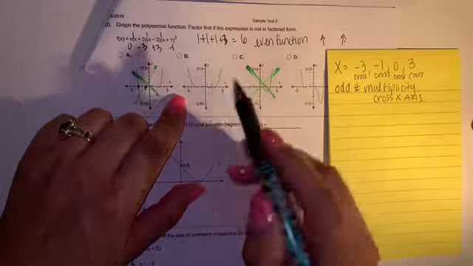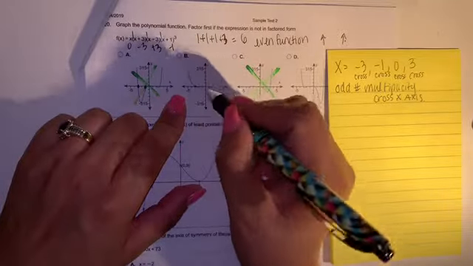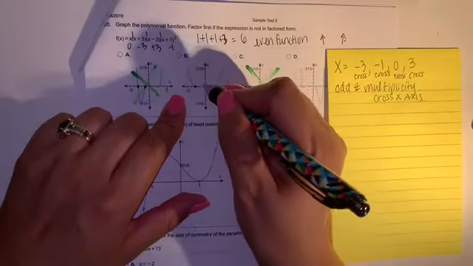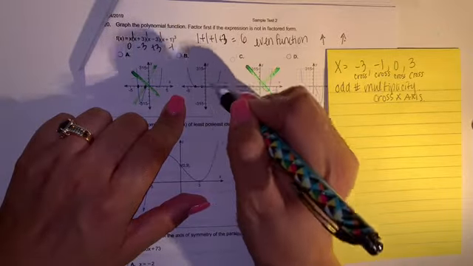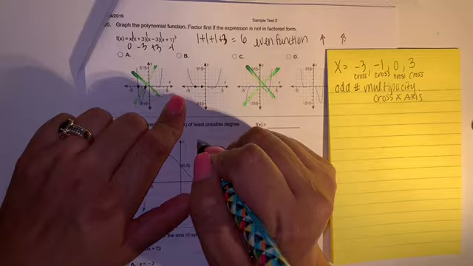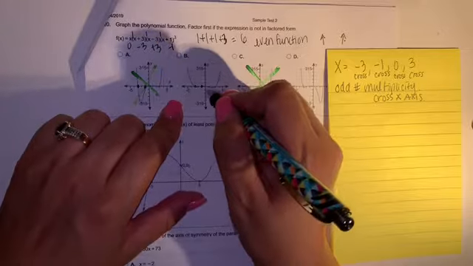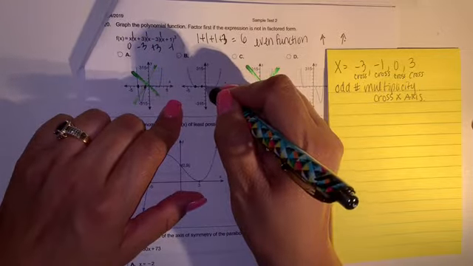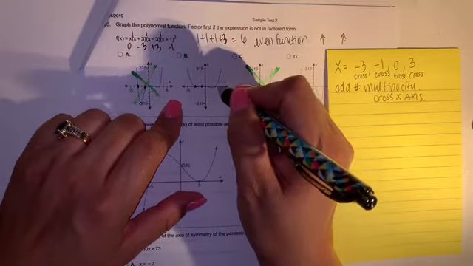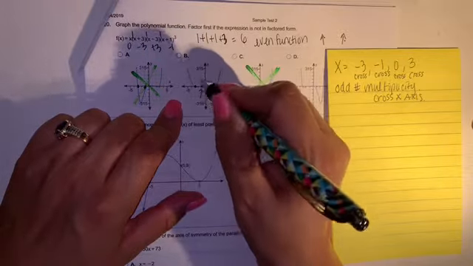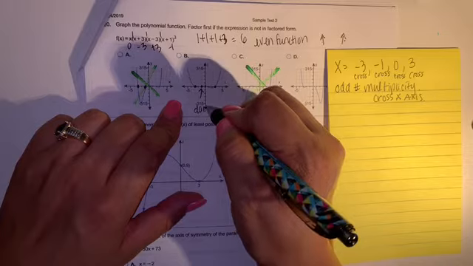Does it cross at negative 3? Yes. Does it cross at negative 1? It's kind of hard to tell. I think it does. Oh, I don't think it does. So does it cross at 0? And does it cross at 3? I want to say right here, it does not cross.